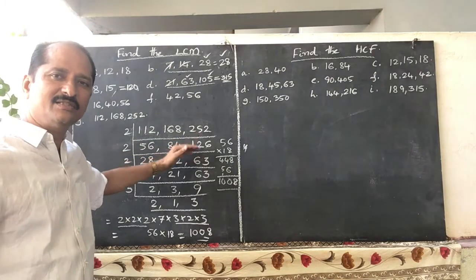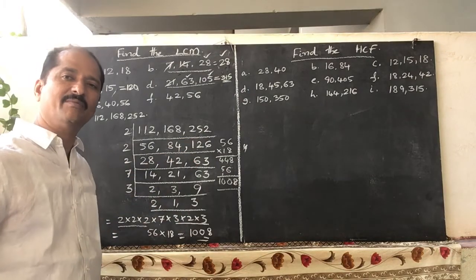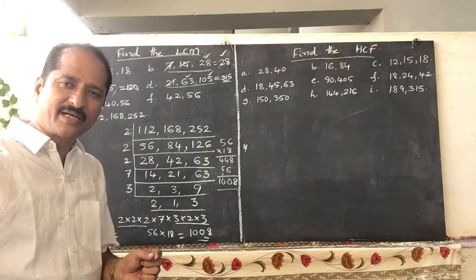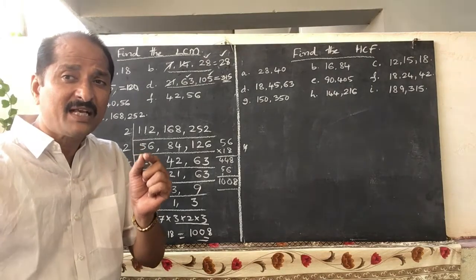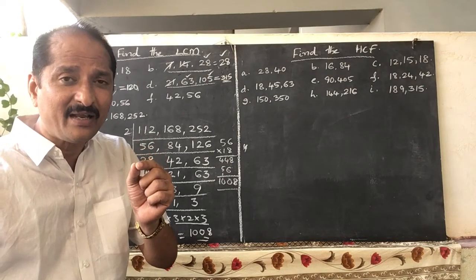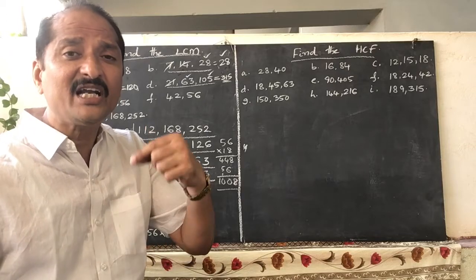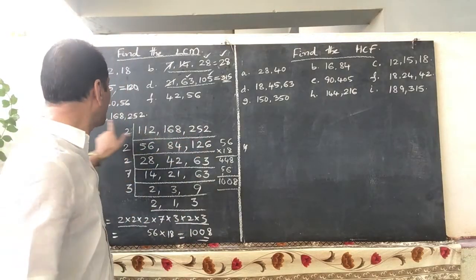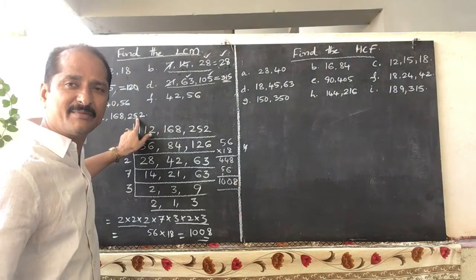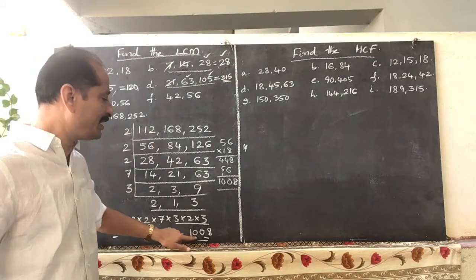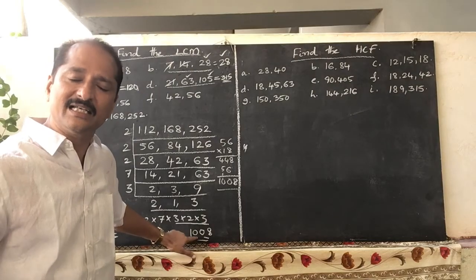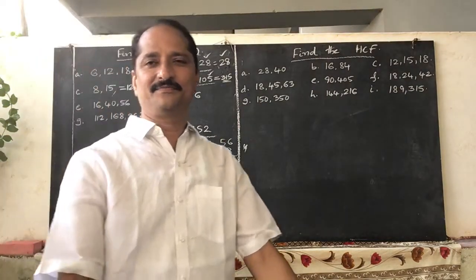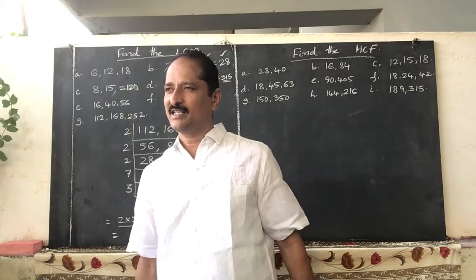Understand? Now this is the way of finding the LCM of two or more numbers. Now is it right? How much should the LCM be? The LCM should be greater than or equal to the greatest number. What is the greatest number here? 252. Of the three numbers, the greatest number is 252. But the LCM you got is 1008. Yes, 1008 is greater than 252. So this step is correct. In this way you can find out LCM.